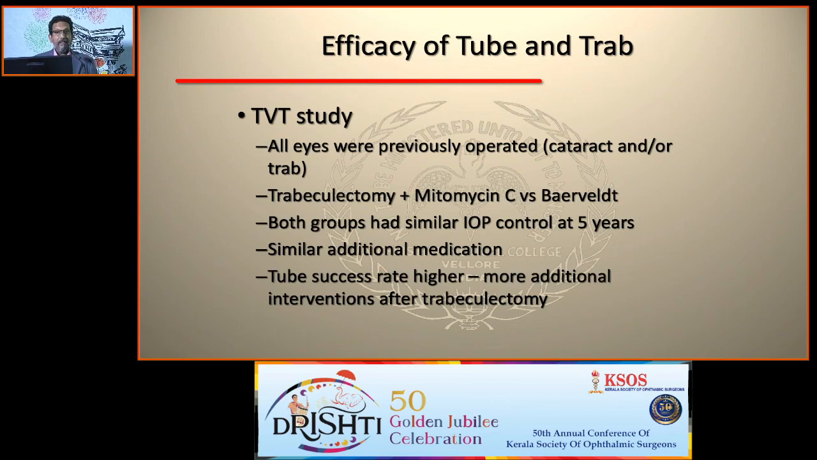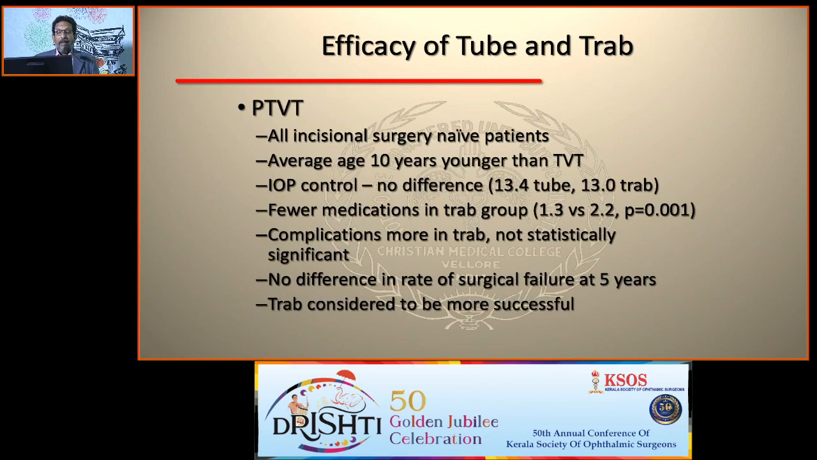They both had similar IOP control at 5 years, similar additional medications, and the tube success rate was higher because part of the success was taken as the lack of additional interventions, and there were much more additional interventions after trabeculectomy. Now, if we look at the primary trab versus tube study, and these were all incision surgery naive patients. They did not even have cataract surgery.